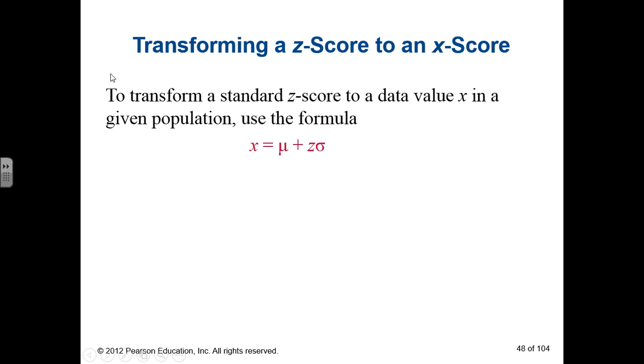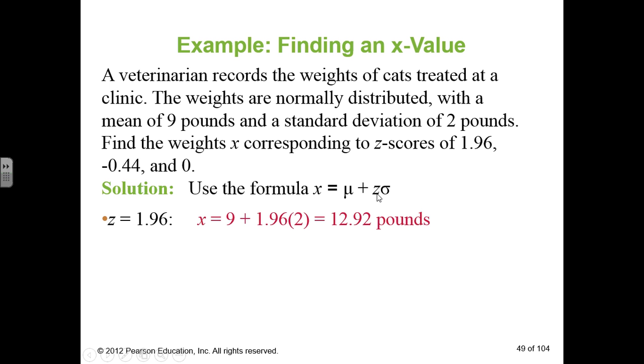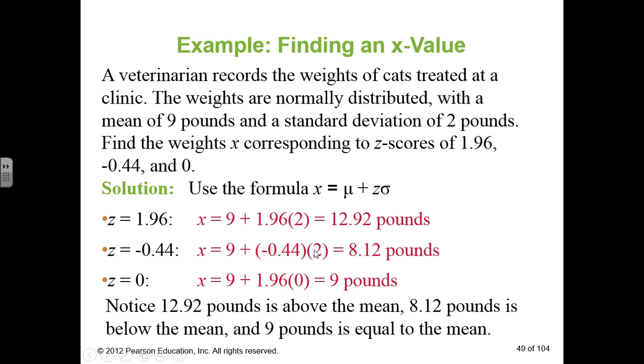Now, once we have the z-score, we can use our z-score formula, which is z equals value minus mean divided by standard deviation. If you take this algebraically and solve for the x value, we get this formula. Now that we know the z-score, we can find the x value associated with that z-score. So, for example, suppose we have the weights of cats, and we know that these weights correspond to z-scores of 1.96, negative 0.44, and 0. We use this formula, plug in the mean being 9, standard deviation being 2, and then these respective z-scores. For 1.96, 9 plus 1.96 times 2 is 12.92. For negative 0.44, 9 plus negative 0.44 times 2 is 8.12. And a z-score of 0 is the mean, because it's 0 standard deviations from the mean. But look, if you plug it into the formula, we still get the 9.